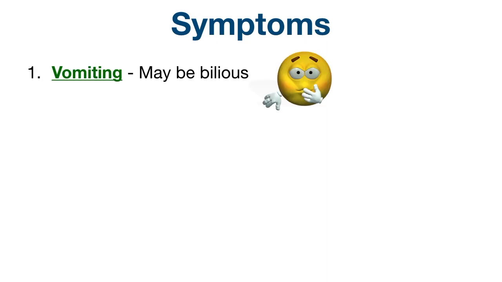The first symptom is vomiting, which makes sense because if there's a bowel obstruction, then the patient may experience vomiting since the content can't pass through the bowel. As a result, the vomiting may be bilious or yellow-green in color.